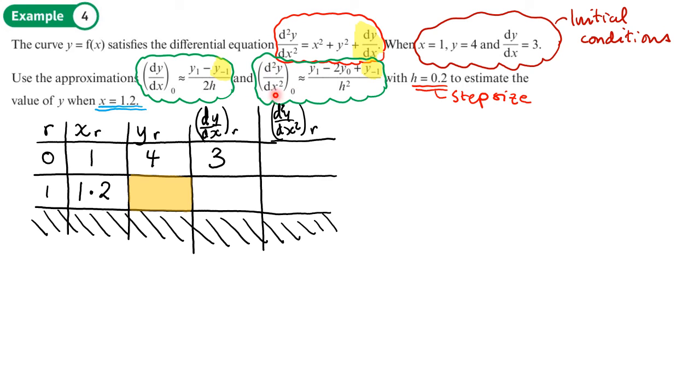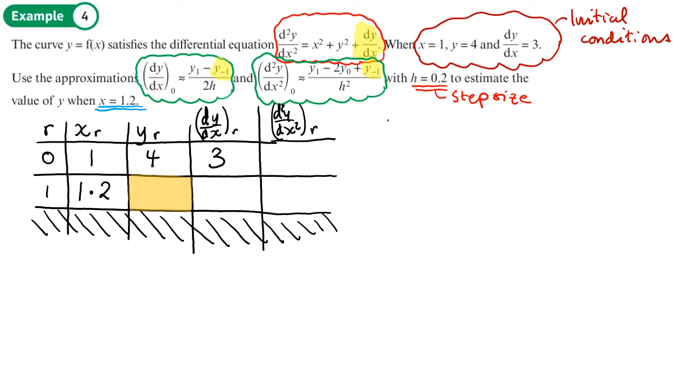What is the second derivative using the initial value? So we're going to find this first. Once we've found that, we can write an equation that has this as unknown. We'll solve it simultaneously with this equation with this unknown, and then we can find y1. So slightly different to the last one.